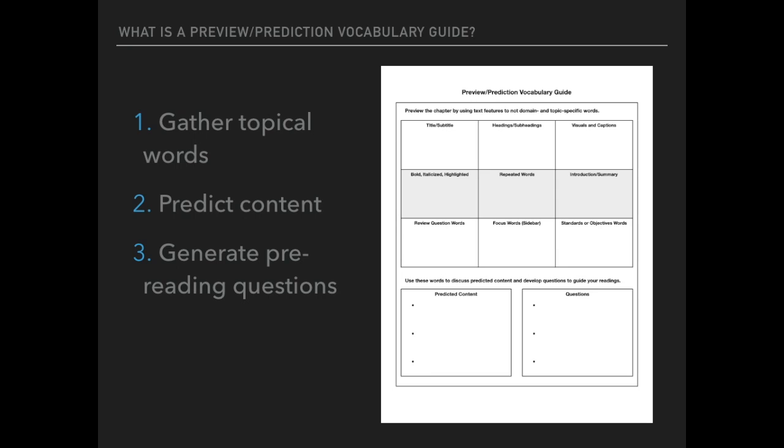First, students gather the topical words from the text features. They should focus on words included in the headings, subheadings, charts, graphs, and captions. Then they use those words to predict the content they are about to read and generate pre-reading questions based on their discussion of the title and the related topic-specific words.